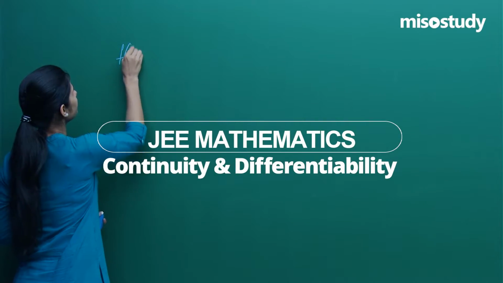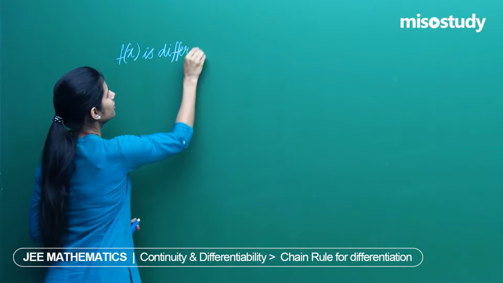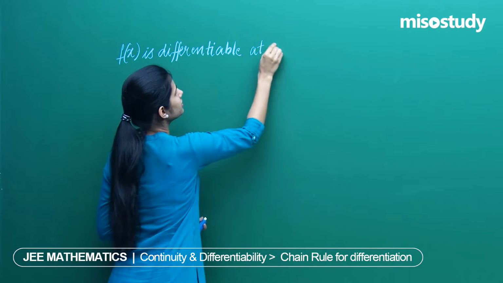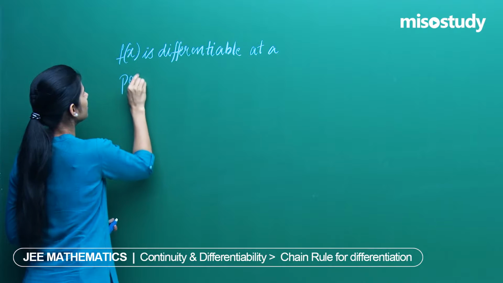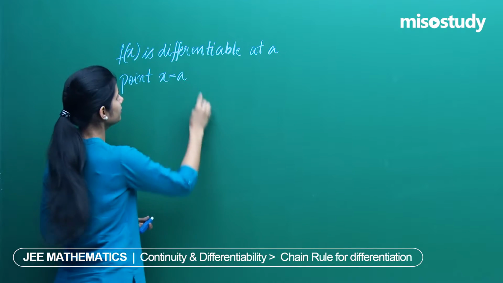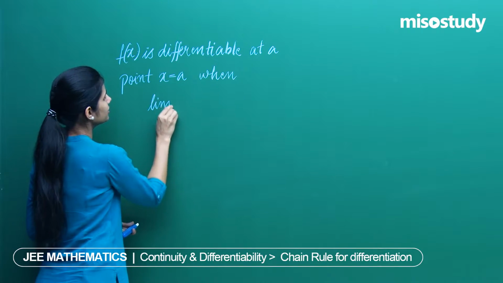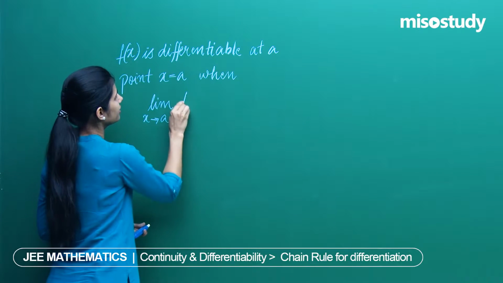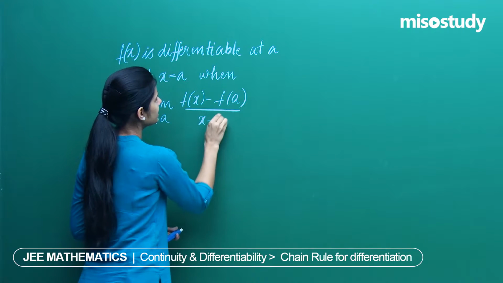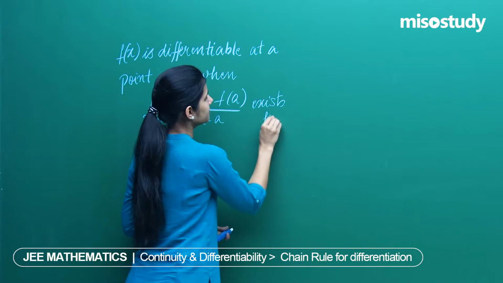I say a function f(x) is differentiable at a point x equals a of its domain when the limit x tends to a of (f(x) minus f(a)) upon (x minus a) exists finitely, right?